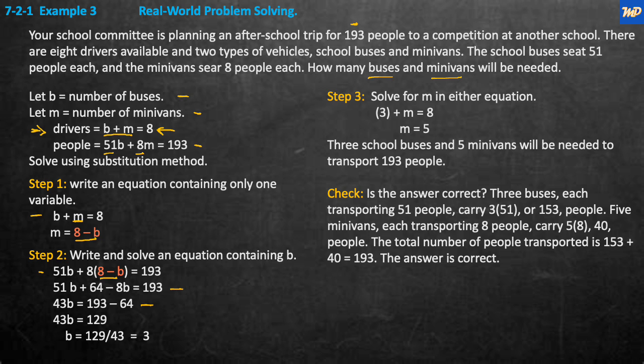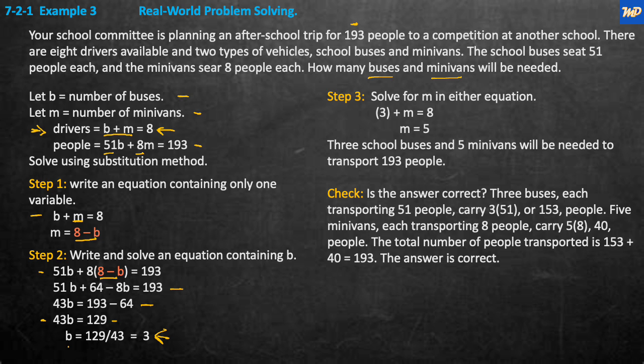193 minus 64 is 129. Now you're going to divide both sides by 43. And when you do, you're going to get B is equal to 129 divided by 43. And that conveniently comes out to 3. It almost had to, didn't it? So 3 is the B.